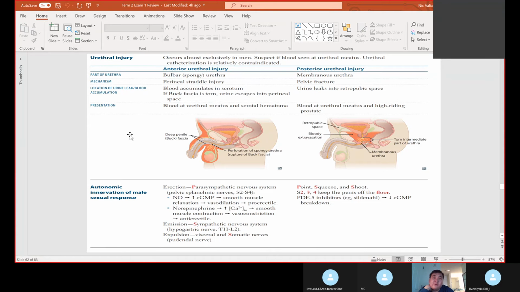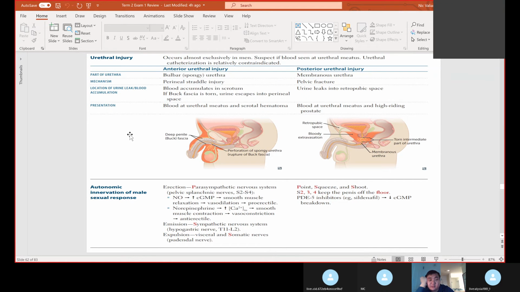Also high yield, what part of urethra is damaged? Anterior urethral injury, the spongy part of the urethra. As a mechanism, straddle injury, perineal straddle injury. Posterior urethral injury, membranous urethra. So the membranous urethra is in between the prostate. That's a membranous urethra. What's the mechanism of injury? Pelvic fracture. So the urine leaks into retropubic space. In the vignette, they're going to say high riding prostate.